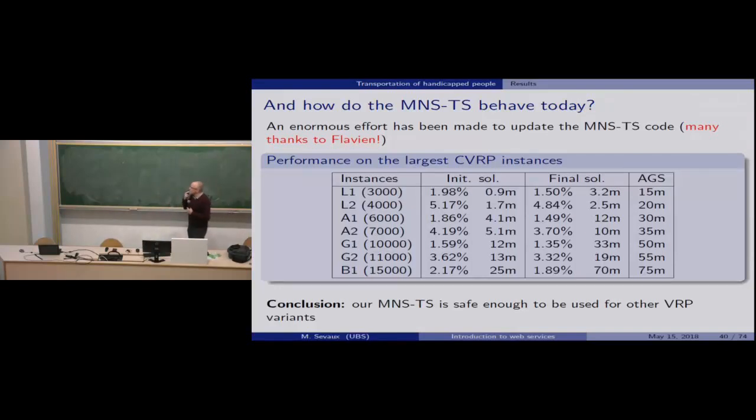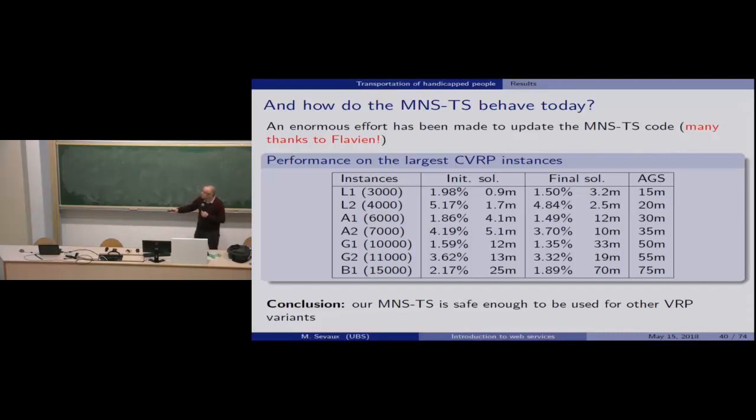We would like to test also the performance of the solver we got. And I would like to thank Flavien, he's not here this morning, okay, PhD student. Oh, okay. Flavien. You have a good excuse for him, thank you. He made a very impressive work on the code to be able to solve these large instances.